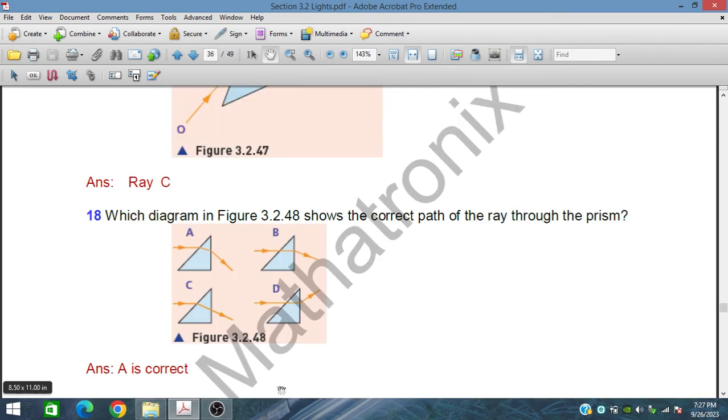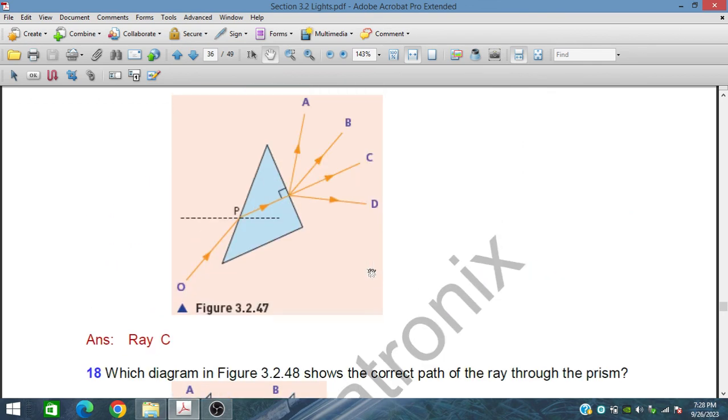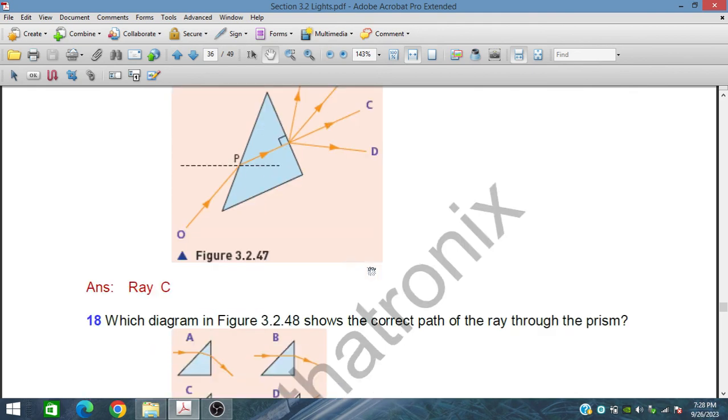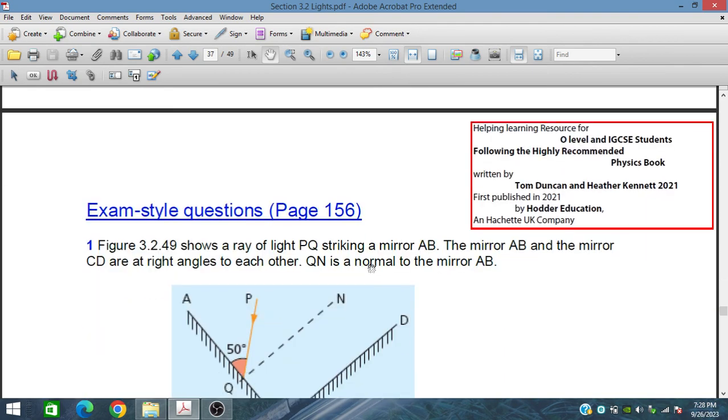Because these kinds of questions have little variations, we have to know this is air and this is glass, and we have to place normals on every surface. From this we can say that whenever the ray enters it bends toward the normal, and when it leaves it bends away from the normal. This is the concept which helps to choose the correct answer. In the next section we will discuss exam-style questions.